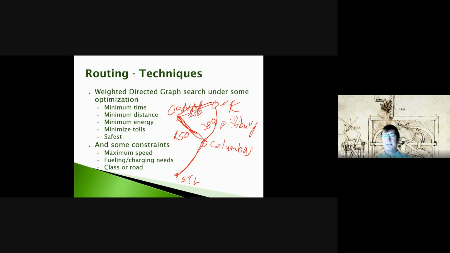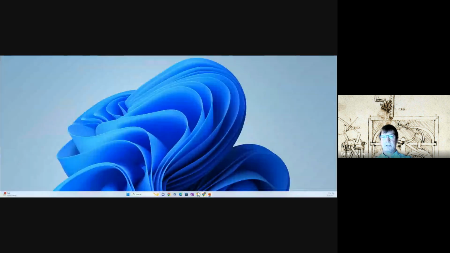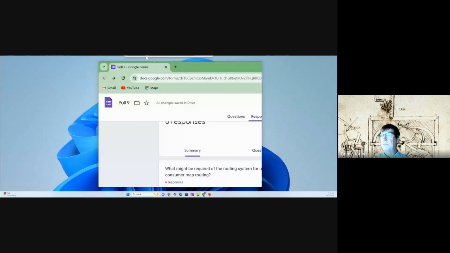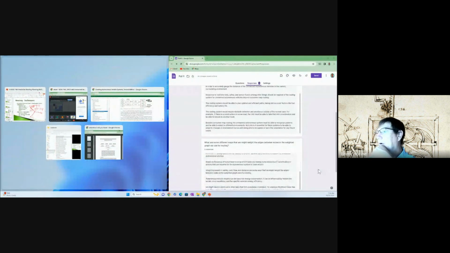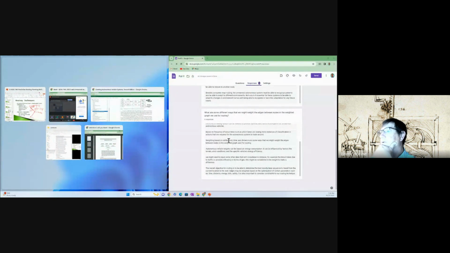So let's take a quick look. What are some of our other things to weight based on? Safety, cost, time, distance, energy consumption, terrain, wind conditions, vehicle efficiency, traffic, efficiency in gas.